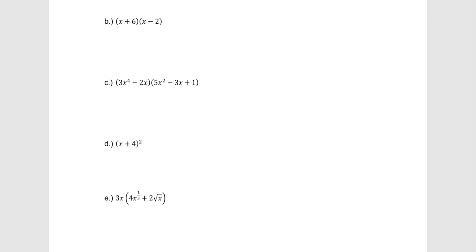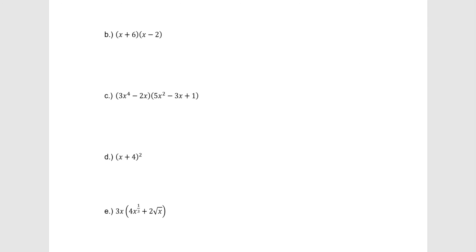x plus 6 times x minus 2. We're going to be distributing a binomial times a binomial, so two terms times two terms. And this is when you can think of it as foiling. Foiling is just distributing, multiplying two binomials together. So you're going to multiply the first one into both terms in the second one first.